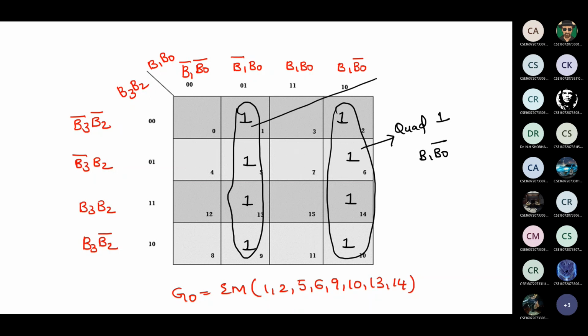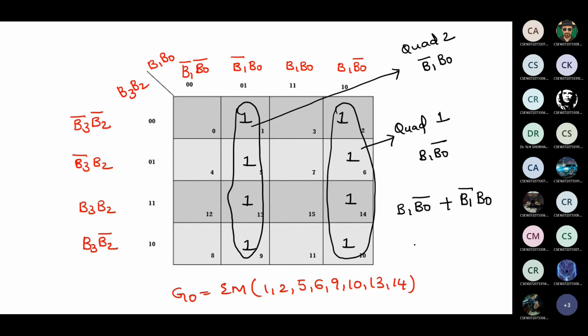Similarly, tell me for quad 2. B1 bar, B0. So finally, what do I have to do? Take commons and add them. So this can be written as?